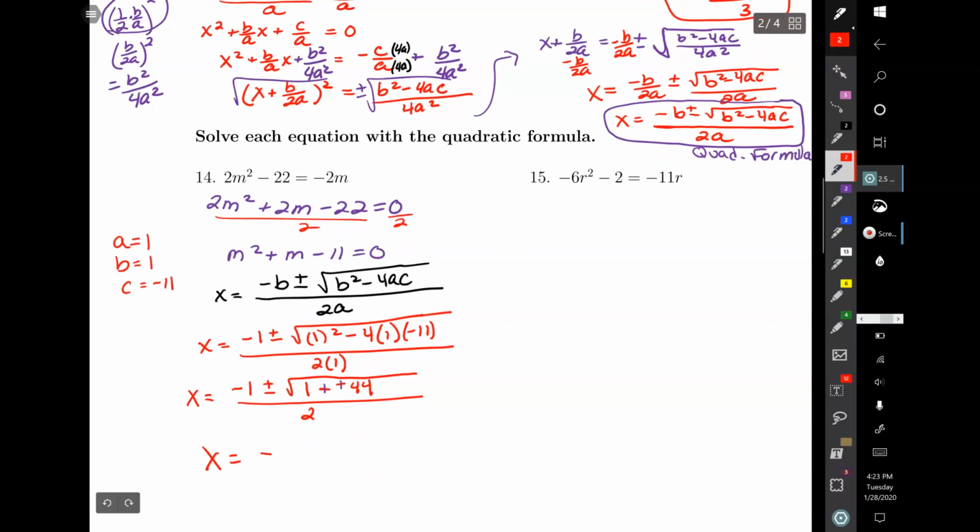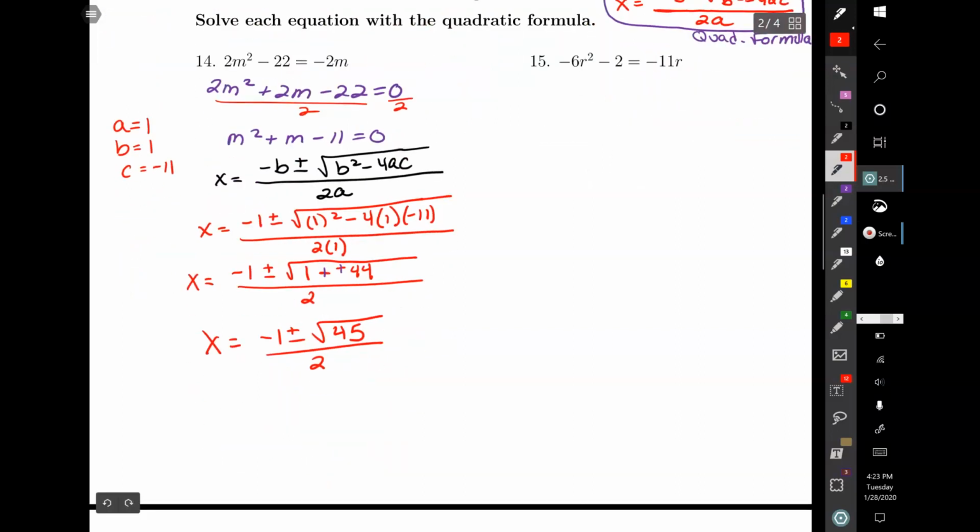X equals negative 1 plus or minus the square root of 45, all divided by 2. 45 can be broken down to 9 times 5, so I could write that as x equals negative 1 plus or minus 3 square root of 5, so I just took the square root of 9 out of there, all divided by 2. And I can just leave my answer like that. It's fine.